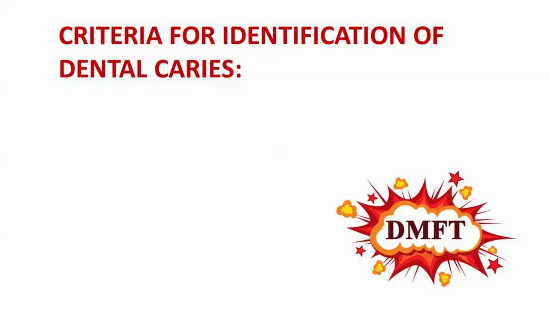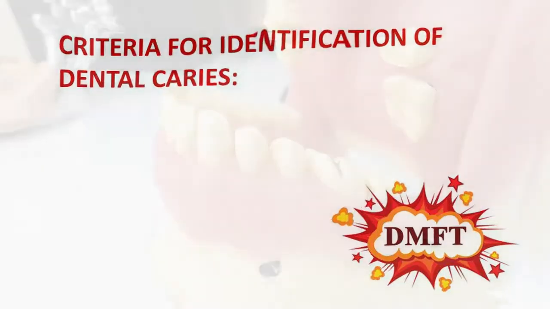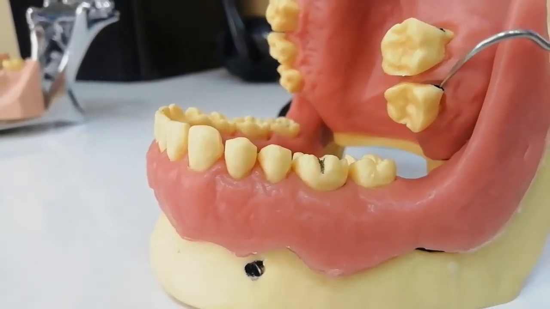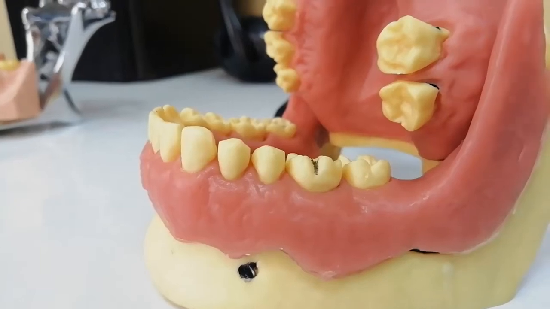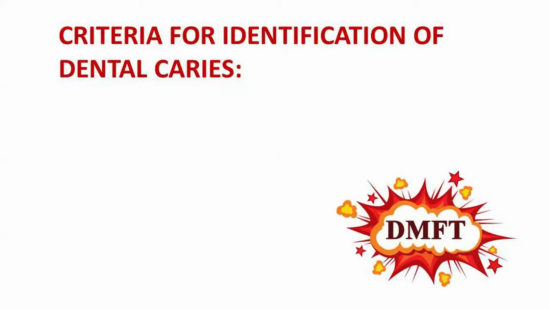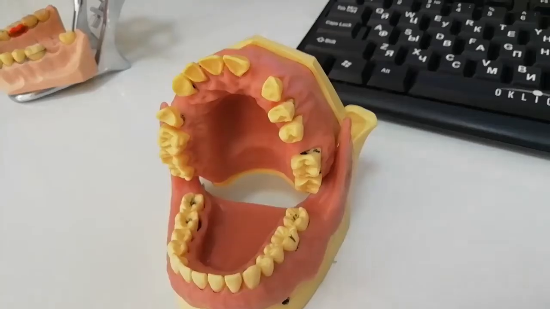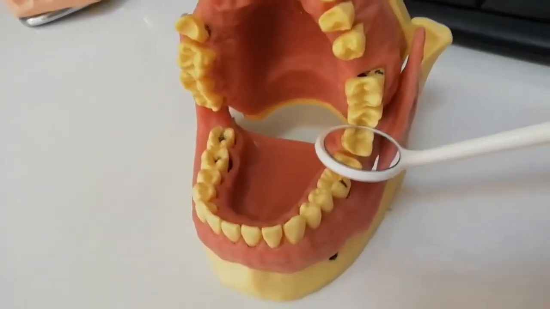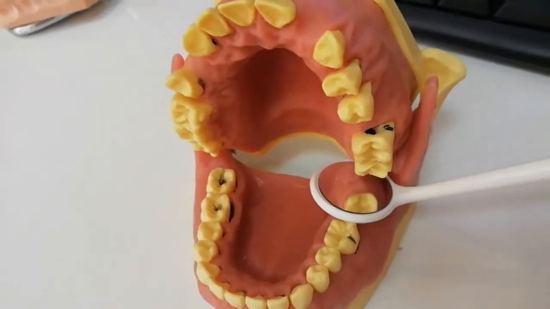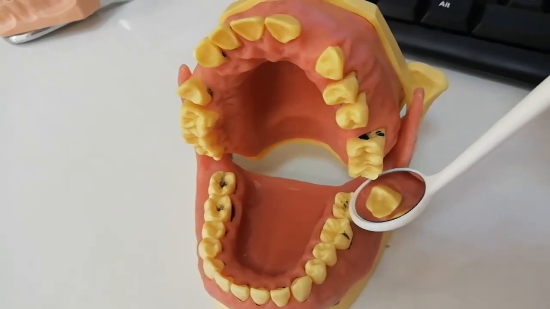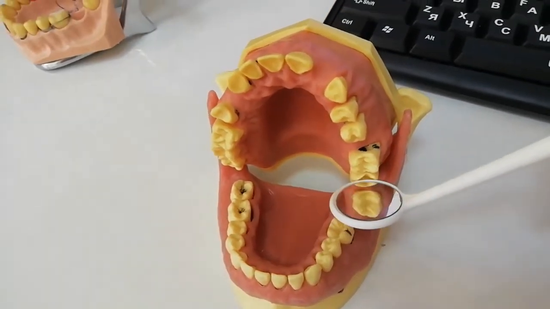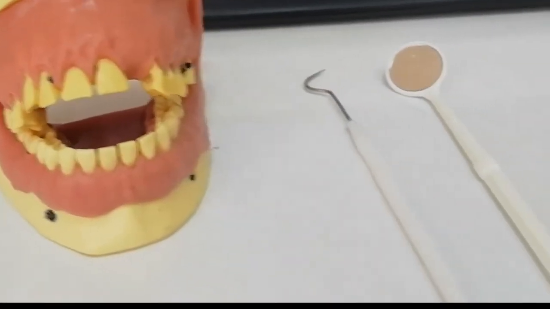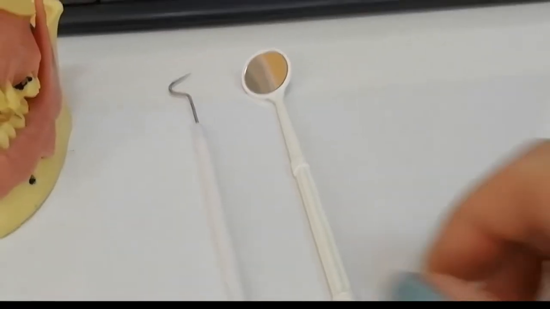Criteria for identification of dental caries. The lesion is clinically visible and obvious. There is a definite catch, and the explorer tip can penetrate into the soft material. So, the DMFT index for permanent teeth. Each tooth is examined using a mouth mirror, dental probe, and adequate light. Each tooth is examined from all sides.